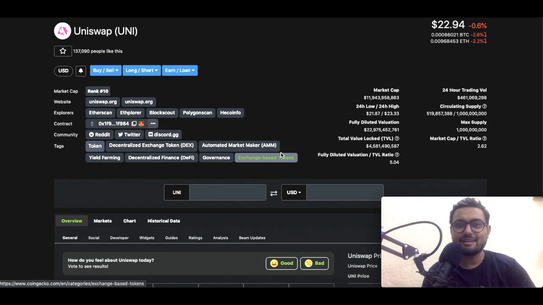Uniswap is the leading decentralized exchange based on the Ethereum blockchain network, and UNI is the governance token of the Uniswap exchange. Launched in September 2020, in a small amount of time, UNI has broken into the top 10 cryptocurrencies as far as the market cap is concerned.